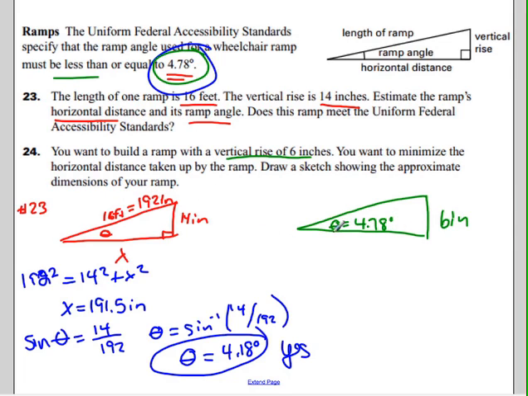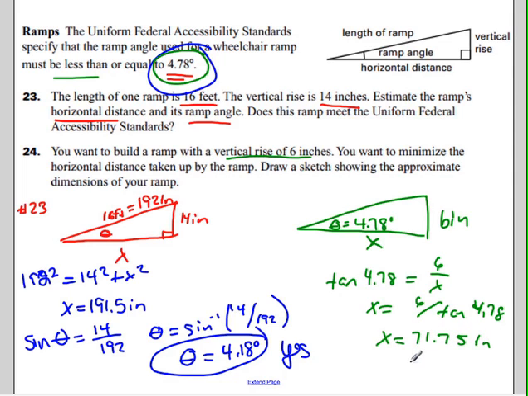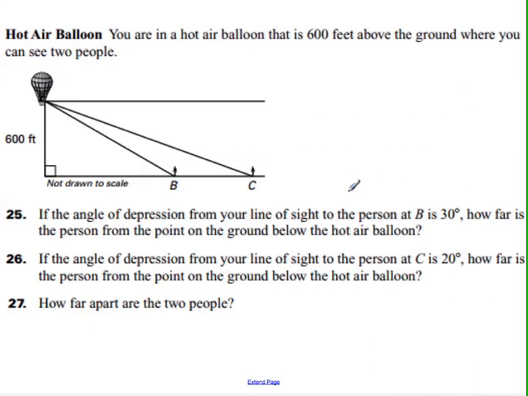You want to minimize the distance taken, draw the sketch of it, and approximate the dimensions of your ramp. So if I was to try to figure out this horizontal length here, the idea is this is going to be the opposite over the adjacent. So this would be the tangent of 4.78 equals 6 over x. In inches, this means that x is equal to 6 divided by the tangent of 4.78. This is getting to be really sloppy handwriting. Or x equals somewhere around 71.75 inches, which is almost dead on with 6 feet. So that'd be the length of your ramp. You could then go through, if this is 6 feet, this is 6 inches, we could figure out what our hypotenuse is as well.